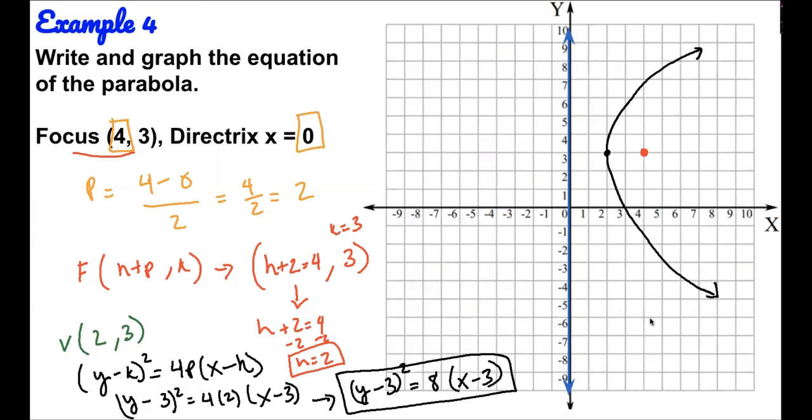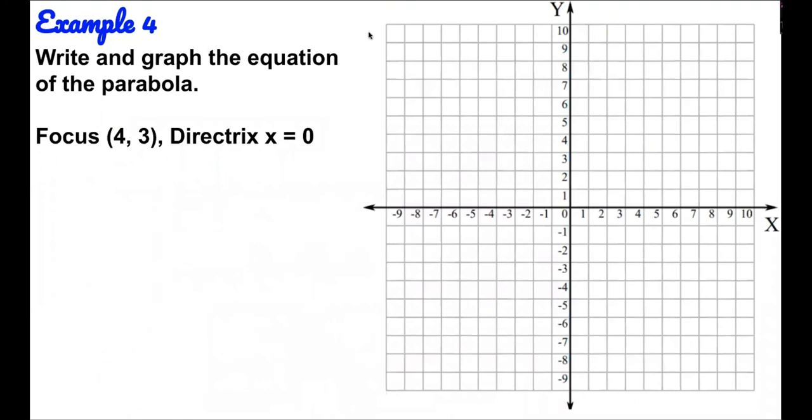Any questions so far? So we solve for p. Then from there, we solve for h using p and our focus. We now have our vertex. Once we have the vertex, we can substitute the values into our equation and derive our equation from there. All right, step by step. Ready for the next one? And I apologize if I'm rushing. Okay, thank you guys for my thumbs up. I was about to ask you guys.